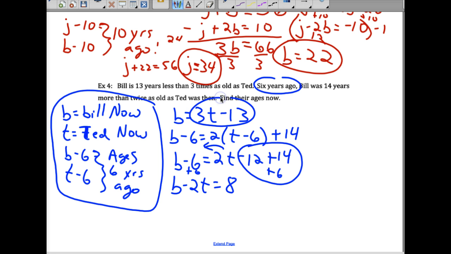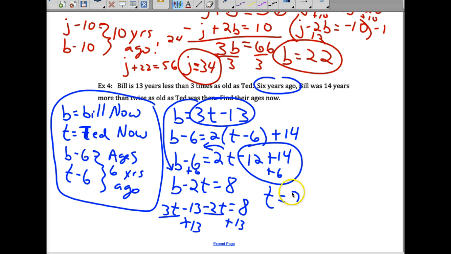Now I'm going to use substitution. 3t minus 13 minus 2t equals 8. How convenient, the t's combine to make 1t, which is good. And then I'm going to add a 13 to both sides. T equals 21. So Ted's 21.